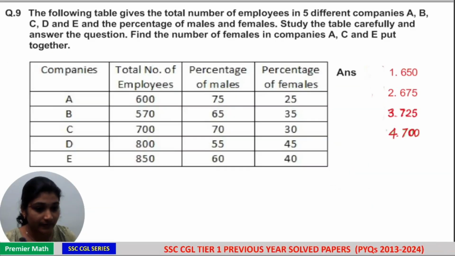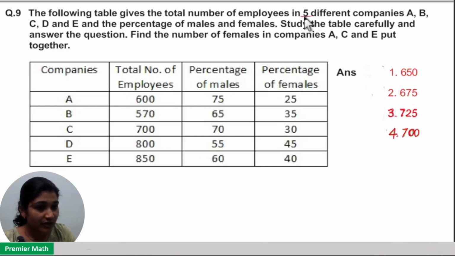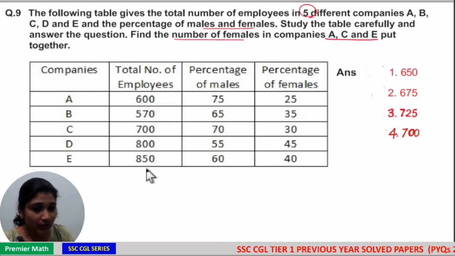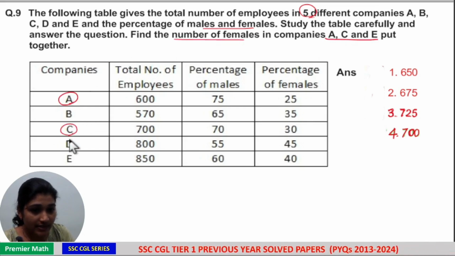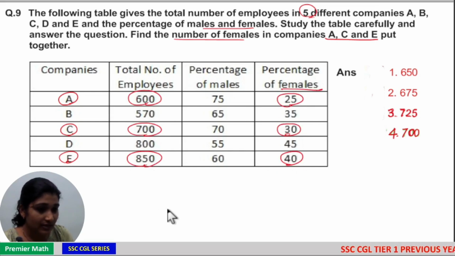The following table shows the total number of employees in 5 different companies and the percentage of males and females. Find the number of females in companies A, C and E put together. Employees are 600, 700 and 850. Then the percentage of females are 25%, 30% and 40% respectively.